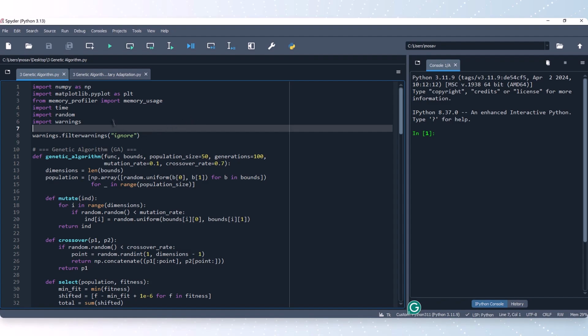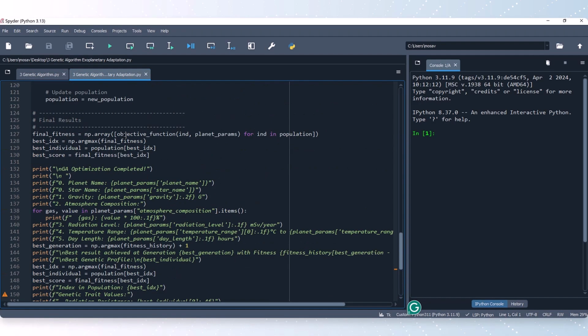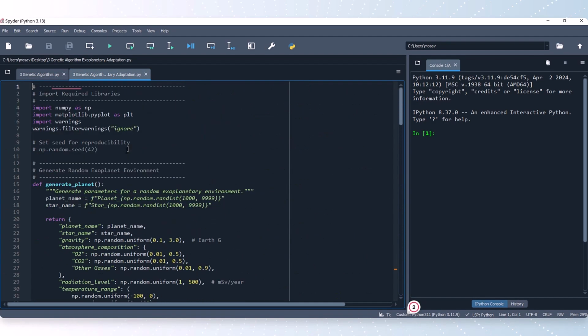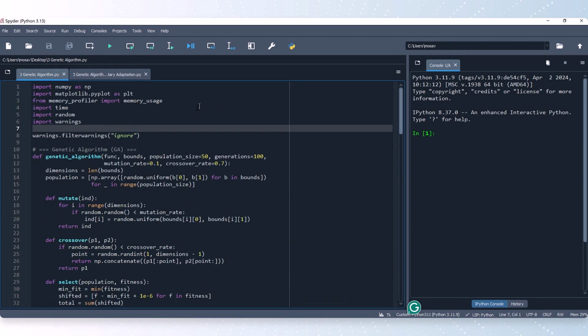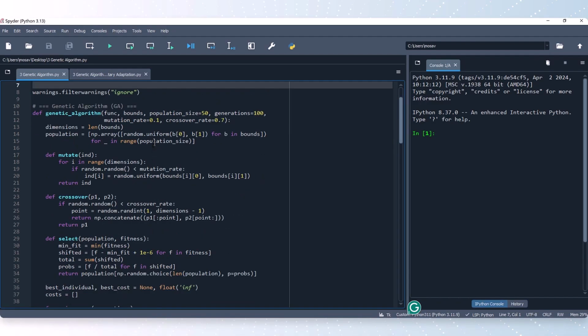Here we have the genetic algorithm, and here we have the genetic algorithm for exoplanetary adaptation simulation. The genetic algorithm code works exactly the same as the Firefly algorithm and differential evolution algorithm in sections 3 and 2, which I explained earlier. Also, for the description of this algorithm, please refer to section 1. Here we have the main body of the genetic algorithm.